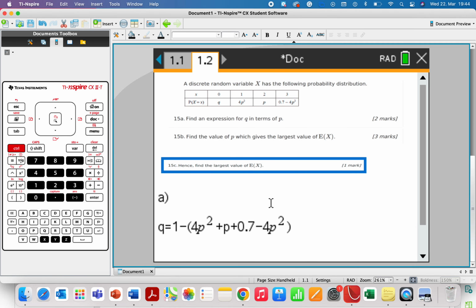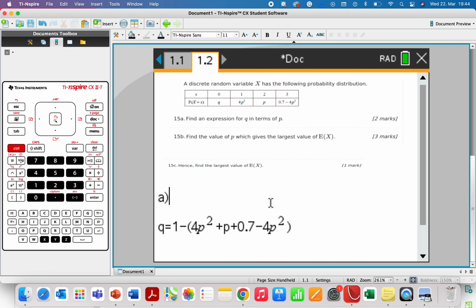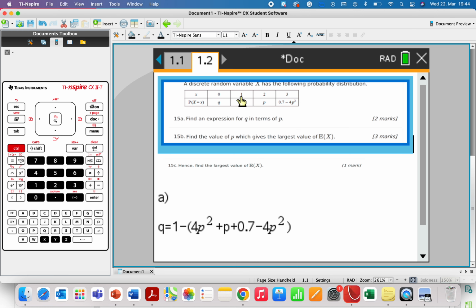Okay, so this is question 15. It's quite a tough one, and you have a probability distribution in a table here. And when you look at the actual values of the probability, they're given in letters, Q's and P's. But we do know an important bit, right? We know that the sum of all these probabilities is 1.